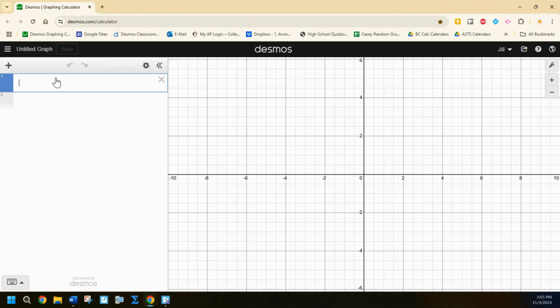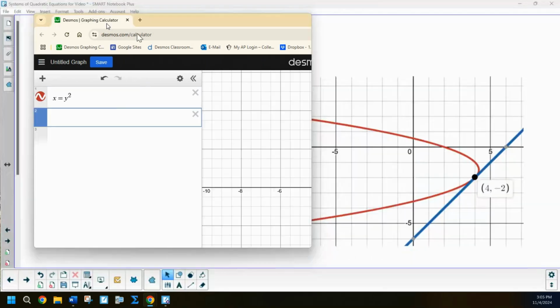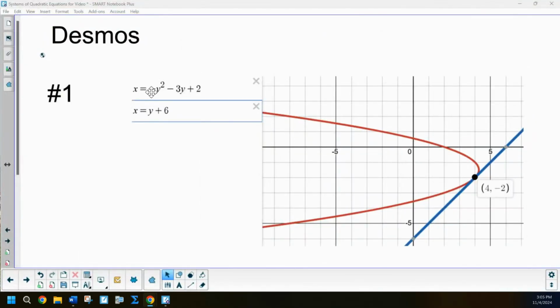And you're typing in right here, and it doesn't matter if it's x or y. So if you have x equals y squared, it's going to type in this sideways parabola for you. It's going to make it look just exactly like what it needs to be. So you can type in literally anything you want here, and it'll work for you. So when I typed it in, here's the first equation. And so in the first line, negative y squared minus 3y plus 2. And the second equation is x equals y plus 6.